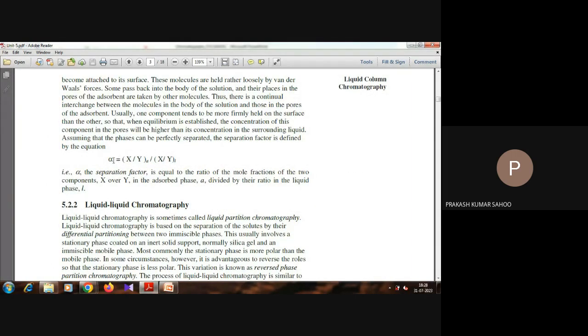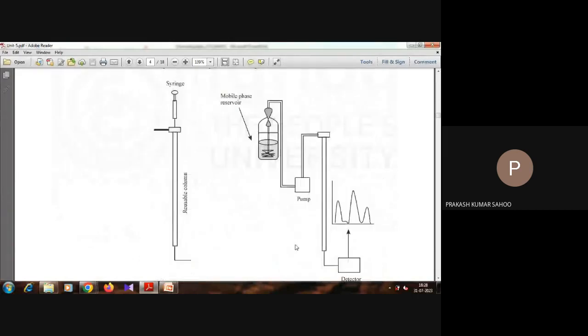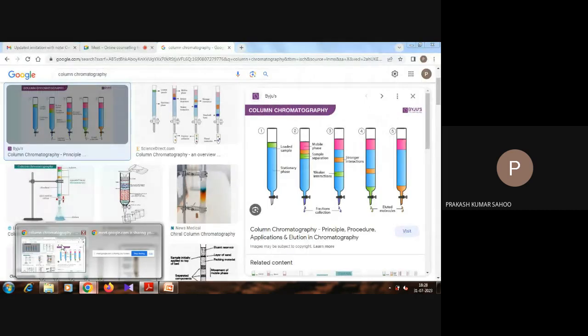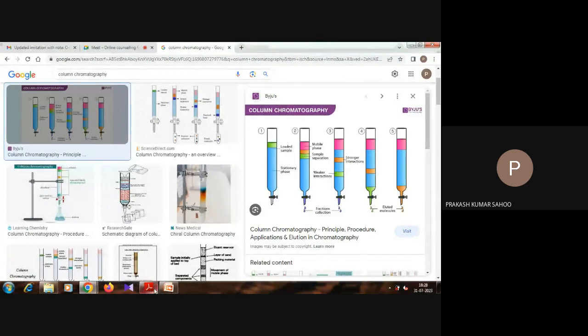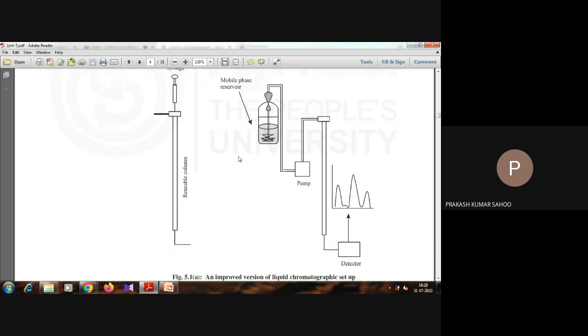Then we have liquid-solid chromatography. This is the separation factor alpha. Then we have liquid-liquid chromatography, experimental setup. This is the experimental setup. So this is the column, which I have shown you. To this column, we have generally taken silica gel or alumina as the stationary phase, and with the help of a syringe, we put the sample here, and after putting the sample, we will add the required solvent, starting from 0%, 1%, 2%, 3%, etc.